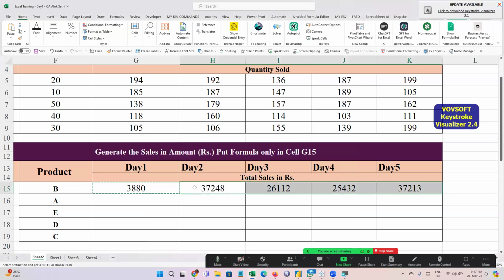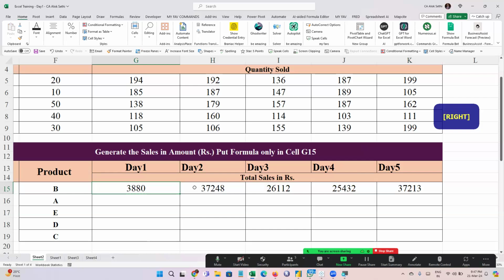So what I'm doing is Control C and Control V. Okay. But there is a problem in that. There is a big problem over here. Now what is the problem? I'll tell you. Here, this value is coming from F5 and G5.